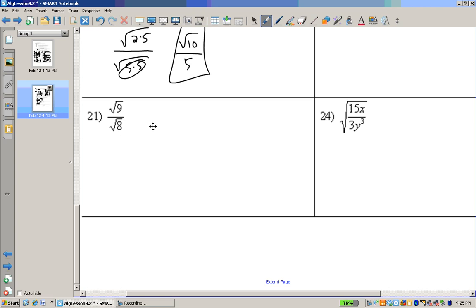Okay, the square root of 9 over the square root of 8. And there's some different things to be done here. We could simplify it and then rationalize the denominator, or we could rationalize it and then simplify it. Let me show you what I mean. I'll do it both ways.